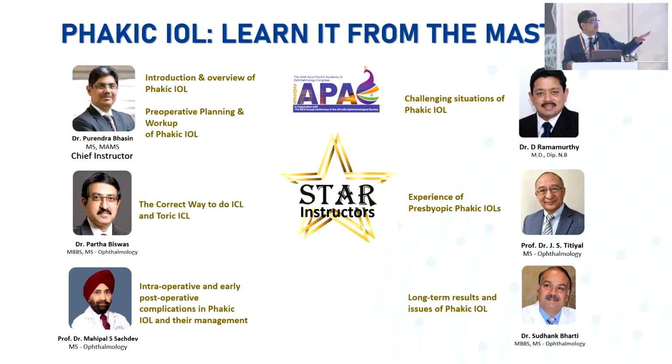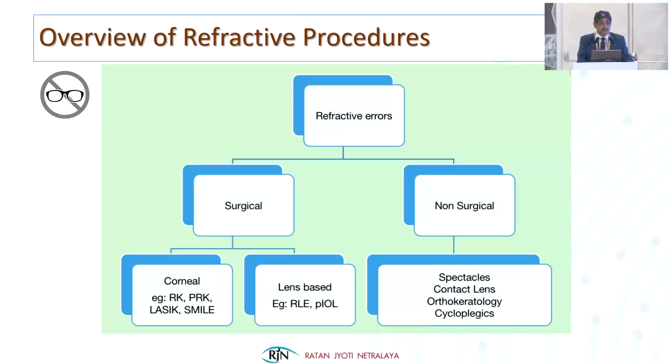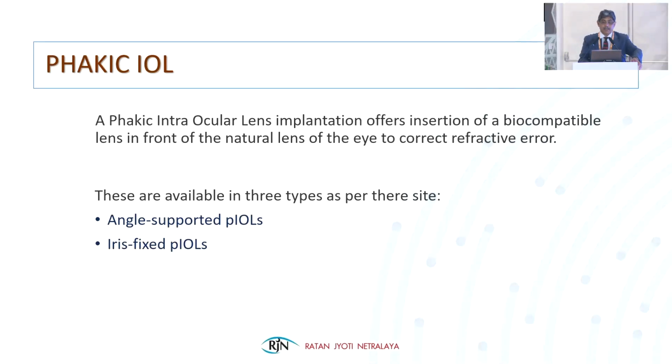So we all know all these star instructors, star performance. I will go further to our talks, and the overview is that we can correct refractive errors by surgical methods or non-surgically, and we'll be focusing on surgical methods, which are LASIK and cornea-based, and the lens-based, which is refractive lens exchange or clear lens extraction, and phakic IOL. Phakic IOL is implantation of a biocompatible lens in front of the natural lens of the eye to correct the refractive error.